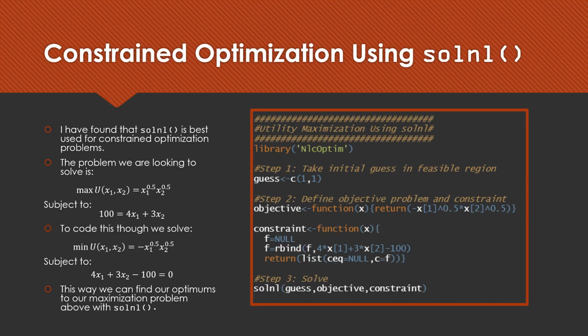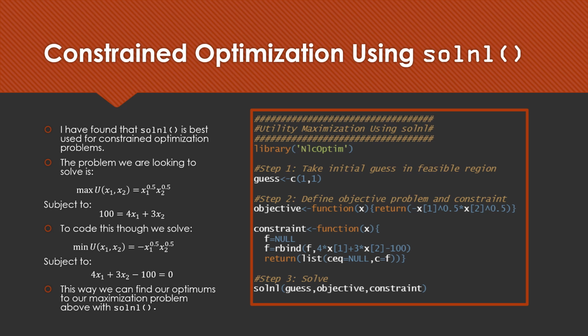Moving on now to constrained optimization, we're going to be working exclusively in the framework of solnl because I found that it is actually the best for addressing these types of problems. The problem that we're looking to solve here is to maximize a Cobb-Douglas utility function subject to a well-defined constraint, where we have an income of 100, our price on good 1 is 4, and our price on good 2 is 3.